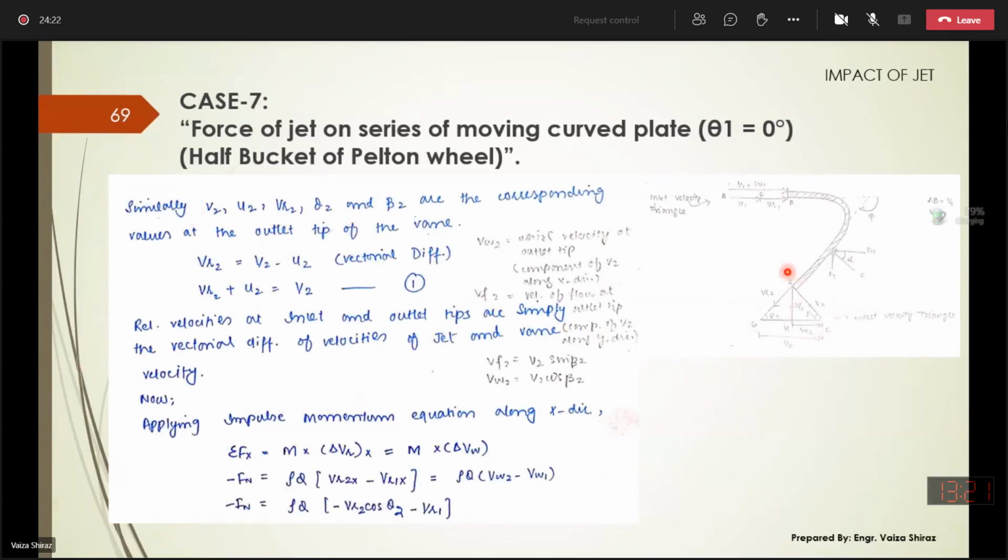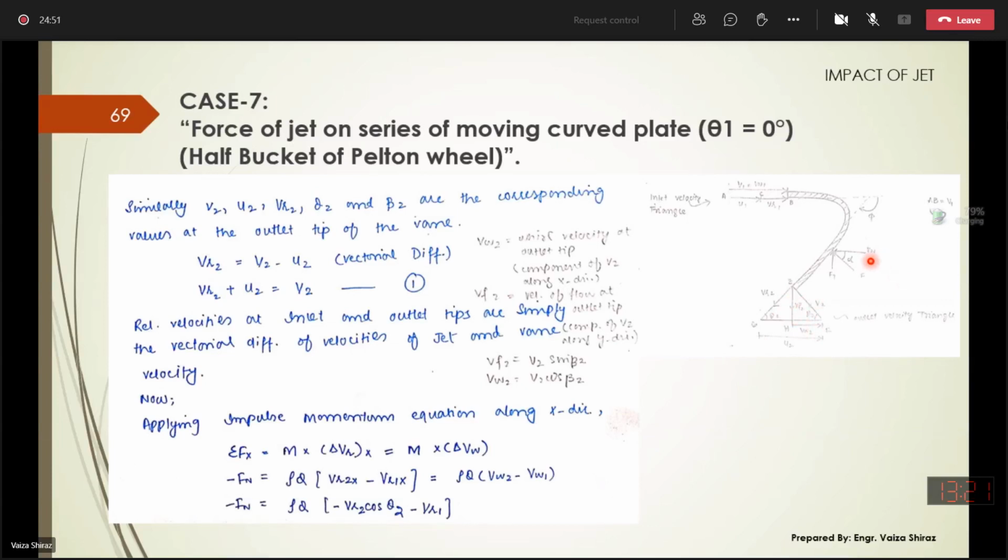Now, if you see, I have initially missed the terms VW2 and VF2, so I have written them for your reference. VW2 is the outlet tip. It is the horizontal component of the velocity. Also, VF is the velocity of the flow or the flow velocity at the tip. VF2 आप कैसे find करेंगे? It will be V2 sin of theta 2 and VW2 will be V2 cos of theta 2. So this is the additional thing over here.